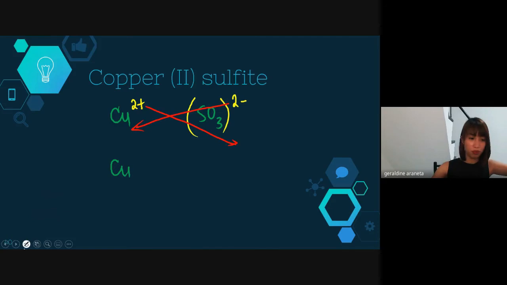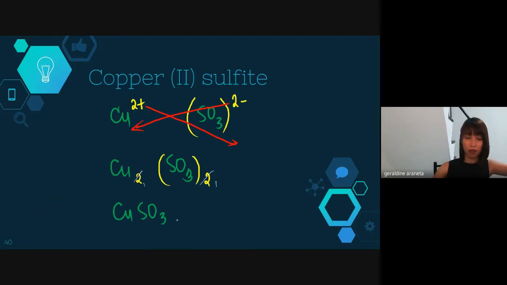This will become Cu sub 2, then sulfite, parenthesis pa din, sub 2. Then we cancel the 2 kasi pareho naman sila. That will become 1. So the final answer will be CuSO3. Ma'am, hindi niyo na po ba lalagyan ng parenthesis?